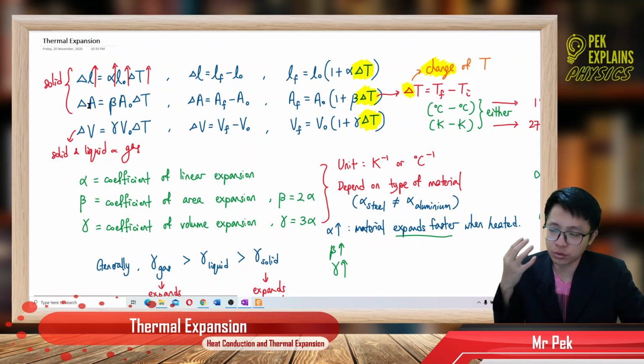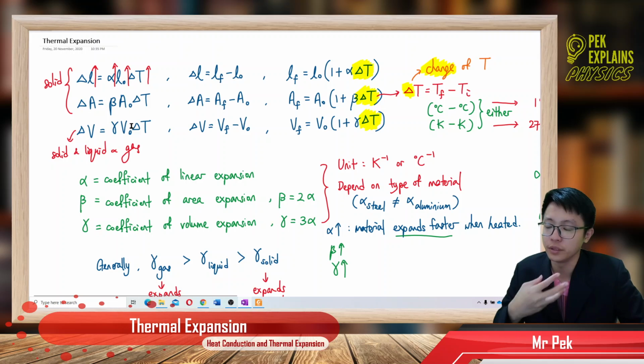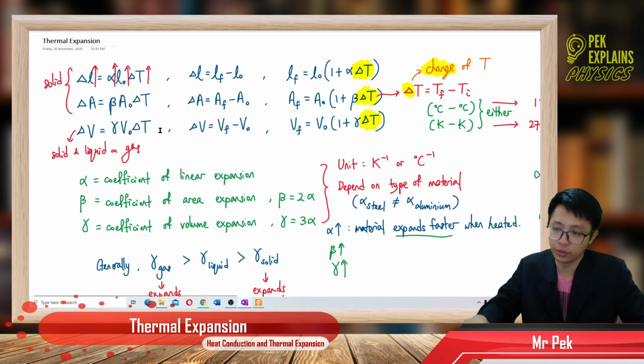Same goes for the area and the volume. The difference is just the coefficient: alpha, beta, and gamma. Beta for area, gamma for volume. Of course, for area we use the initial area, and for volume we use the initial volume.